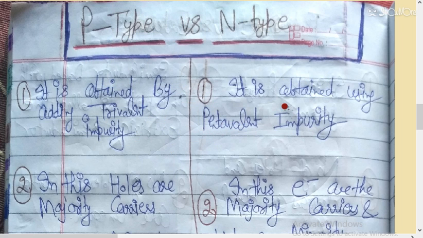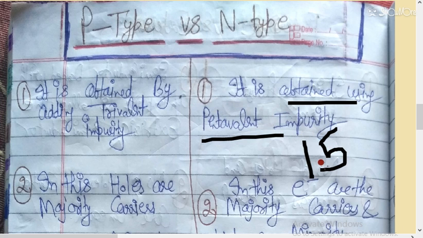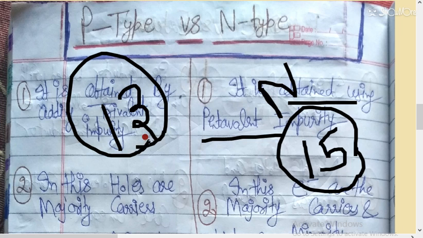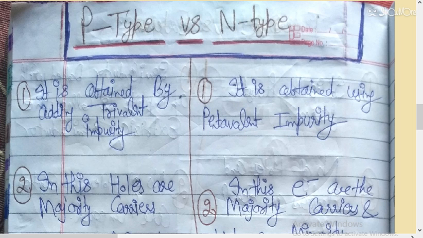N type is obtained by using pentavalent impurity. So if we add a group number 15 element to group number 14, the semiconductor group, only in that case we will get the n-type semiconductor. So how will we get p-type? For p-type, group number 13 or trivalent impurity we will add. In n-type we will add group number 15, or you can say pentavalent impurity. First point is clear, I think. Now move to the second point.